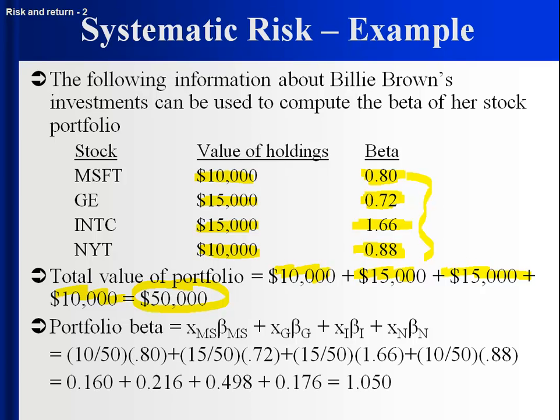And when we do that, we can see that the beta is 1.05. 10,000 of her $50,000 portfolio is in Microsoft with a beta of 0.8. 15 of the 50 is in GE with a beta of 0.72. 15 of the 50 is in Intel at 1.66. 10 of the 50 is in New York Times at 0.88. Crunch all the numbers, and the beta is 1.05.